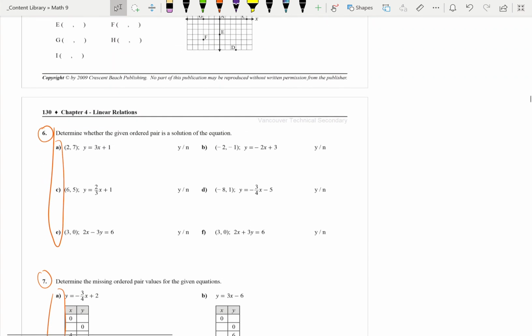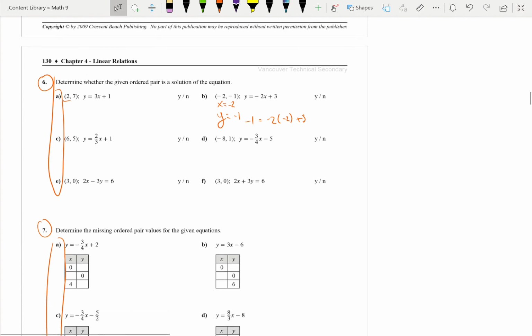6 is a bit of a review, so you have a point and you have to plug this in. Basically what I would do is I have x is equal to -2, y is equal to -1. I'm plugging into this equation, and I'm going to see if my answer makes sense. If it makes sense, I'll have something like 1 equals 1, and if it doesn't make sense, I'm going to have something like 1 equals 4.